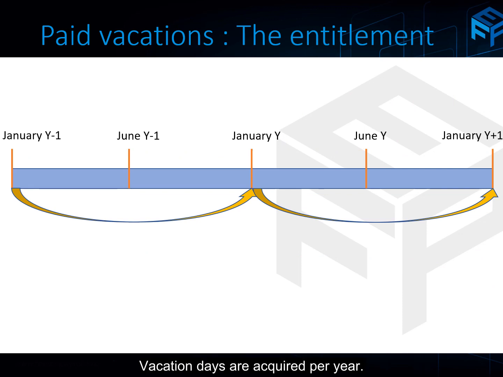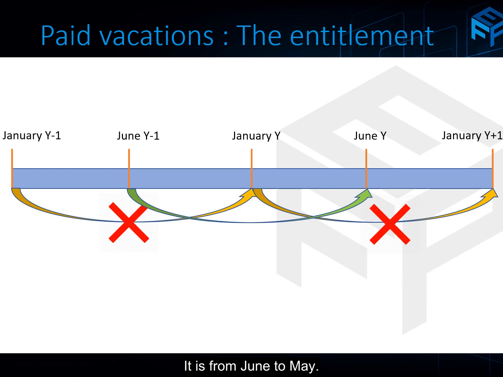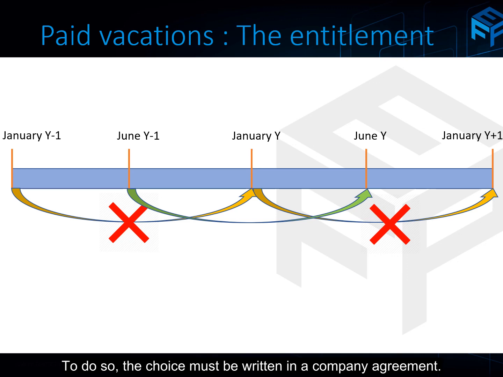Vacation days are acquired per year. However, the legal acquisition period is not the civil year. It is from June to May. Every company can choose a different period. To do so, the choice must be written in a company agreement.